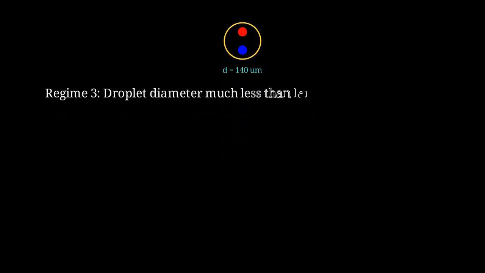In the third regime, when droplets are much smaller than lambda, oscillations may cease entirely. When d is much less than lambda, oscillations can be completely suppressed or become irregular. A 20 micrometer droplet is too small to support sustained oscillations due to confinement effects.